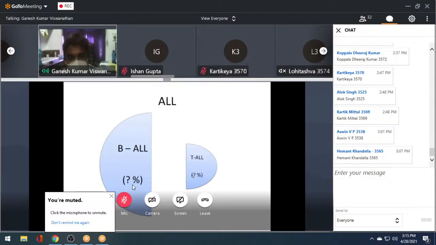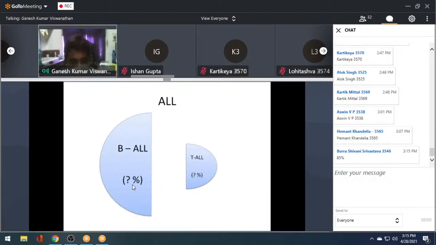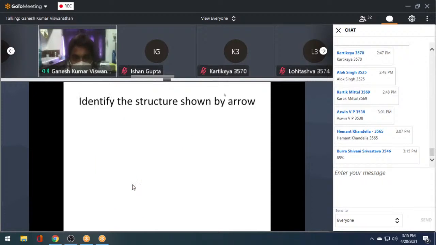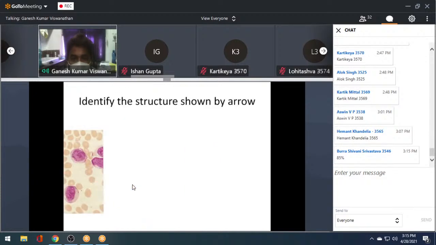Among acute lymphoblastic leukemias, which is common, B or T? B, sir. So what is the proportion of B versus T? 85% and 15%. Yeah, so 80 to 90%, or nearly 85%, are B-ALL, and T-ALL accounts for roughly about 15%.